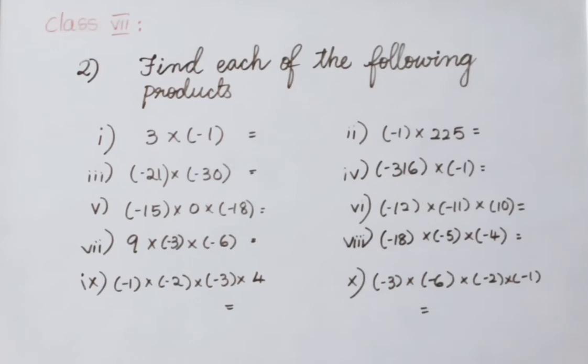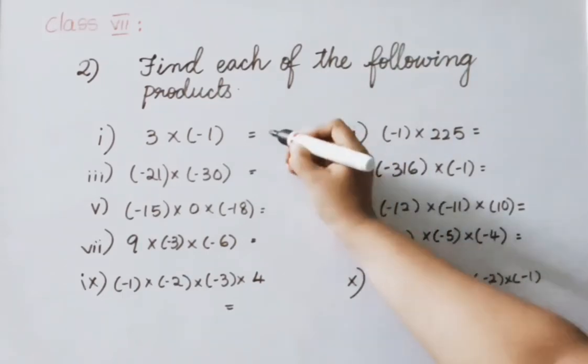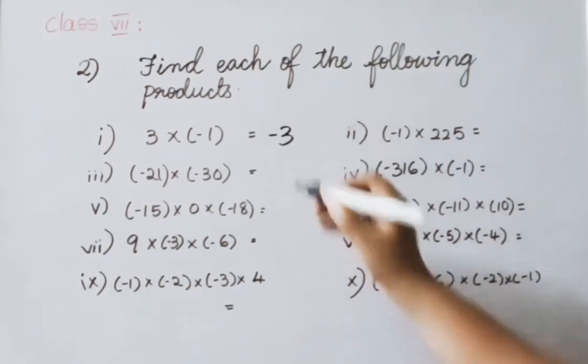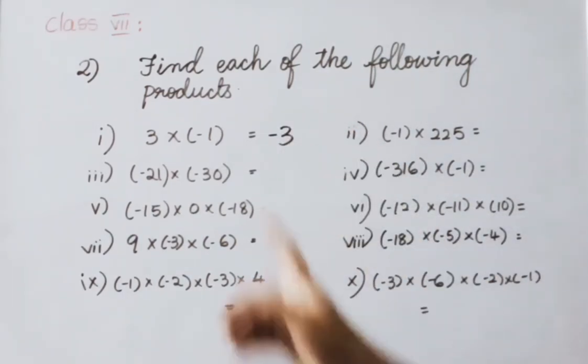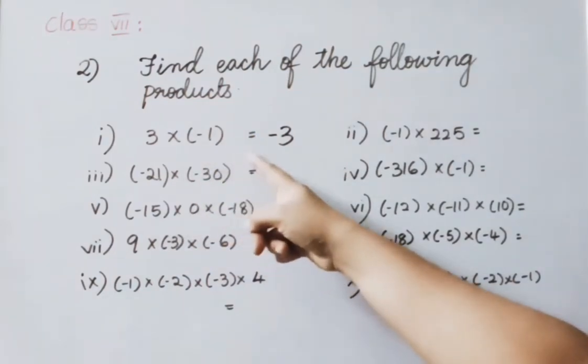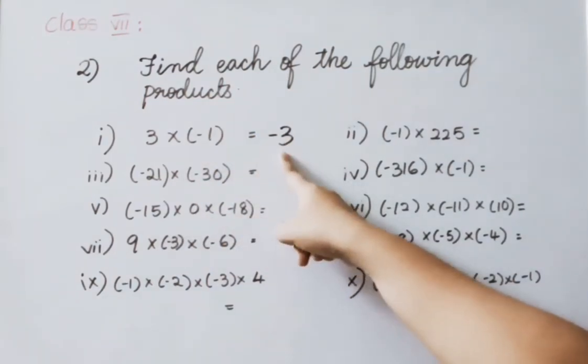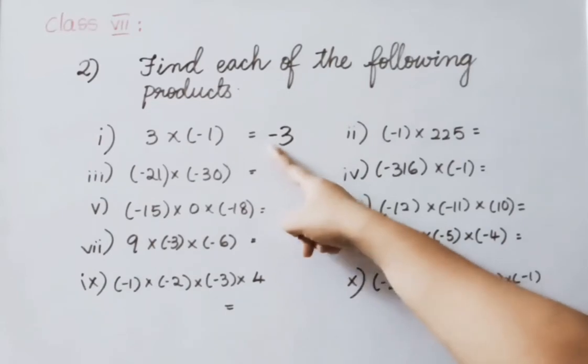See the second sum now. Find each of the following products. See the first one, 3 into minus 1. So the answer is minus 3. When we multiply one positive integer and one negative integer, the product will be a negative integer. So that's why we got here minus 3.